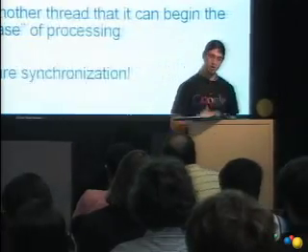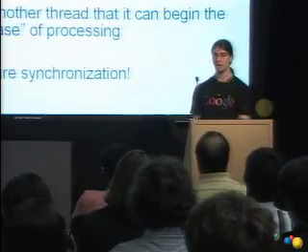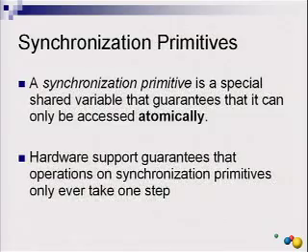So, in general, any time we need to perform an operation which is going to take more than one step, we need to use a synchronization system. Synchronization primitives are represented to us as shared variables. And the guarantee that is made with synchronization primitives is that they can only be accessed atomically, which is to say, indivisibly, in one step.